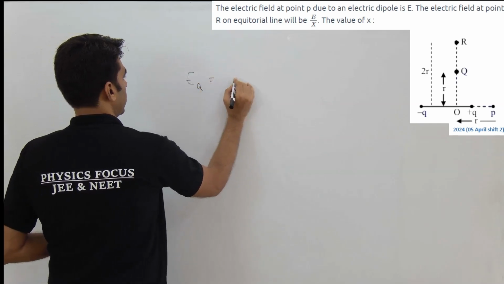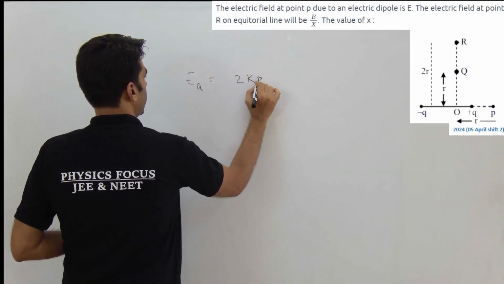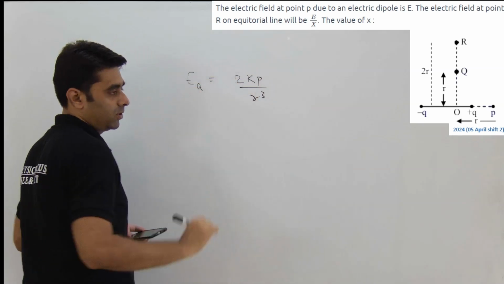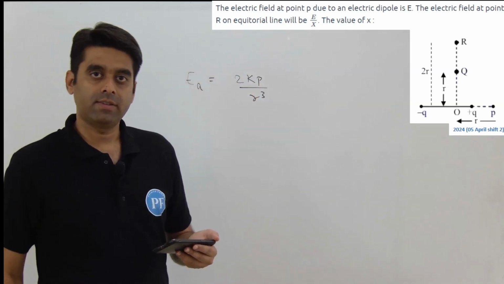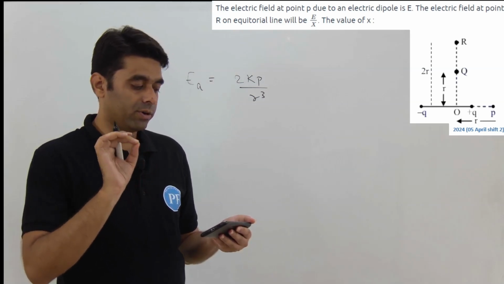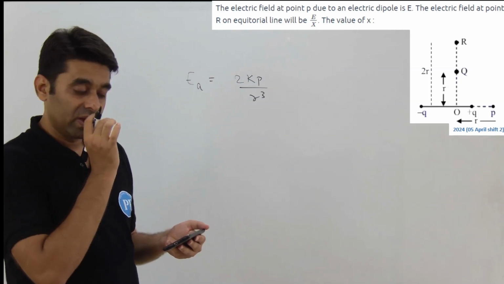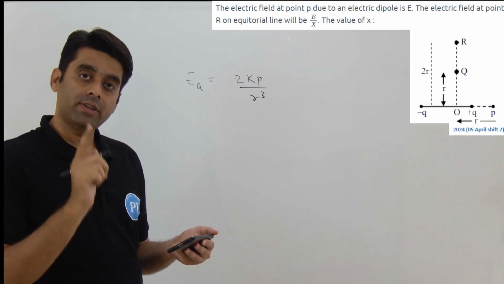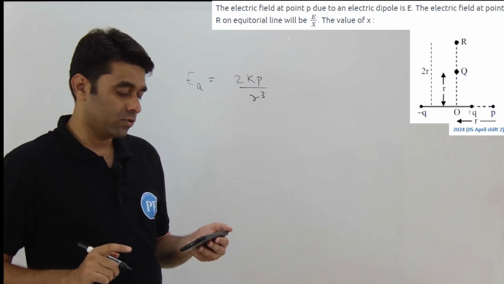Electric field at the axial point is 2kp by r cube. I hope you know the result. So the electric field at the axial point is 2kp by r cube. The electric field at point R on the equatorial line will be E by x. R is an equatorial point and it is at a distance of 2r.